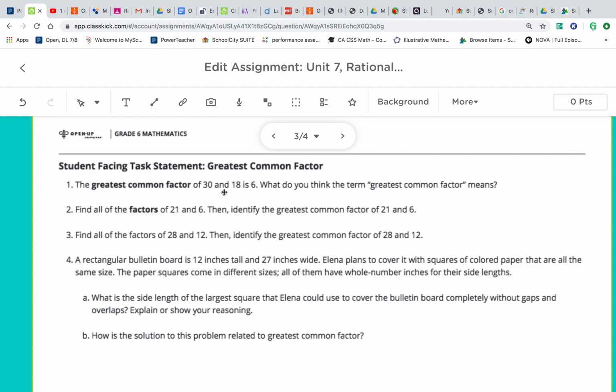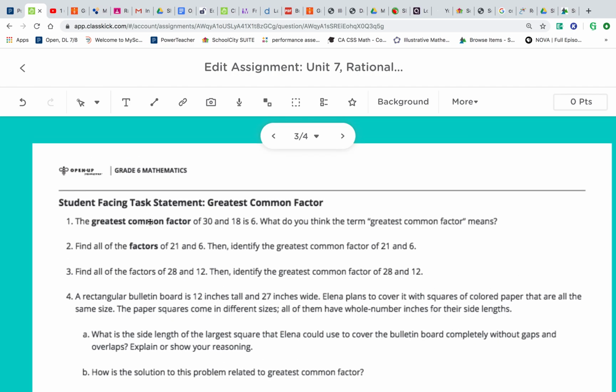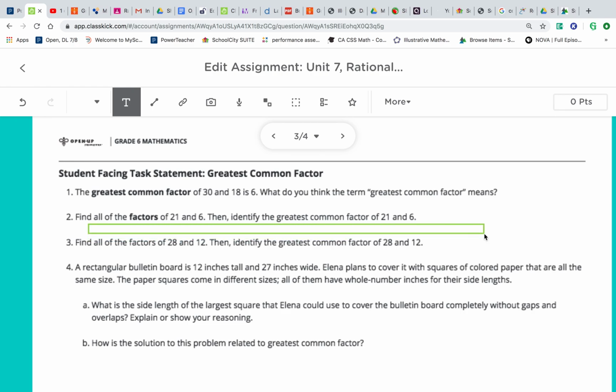All right, and the way that you can kind of prove that is by doing what we're going to do in number 2 and number 3, which is we're going to find all of the factors of the numbers and then figure out which ones the biggest are. So number 2 says find all of the factors. Okay, that's going to be a key term that you're going to see in your lesson summary below. Okay, so we can have it down there. All of the factors of 21 and 6. And then from there, we're going to figure out the biggest or the greatest one. So we're just going to go ahead and we're going to list them. We're going to list the factors of both numbers.